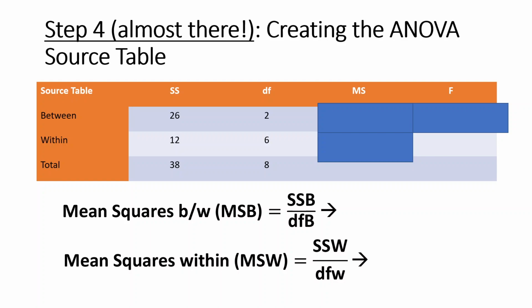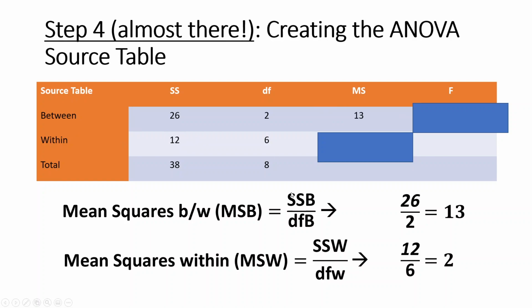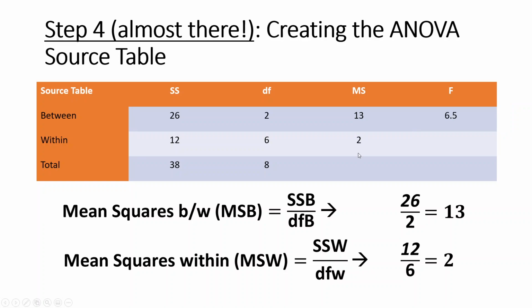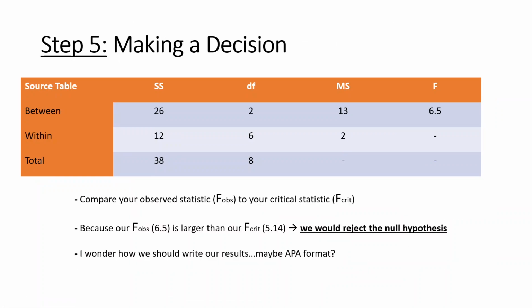But now we need to get mean squares, right? Mean squares between and mean squares within. This is very simple. So we just take sum of squares between divided by degrees of freedom between. 26 divided by 2 is 13. And then same thing for within. So 12 divided by 6 is 2. And then we can populate that source table. And our F statistic is going to be the mean squares between divided by the mean squares within. And that'll give us 6.5.